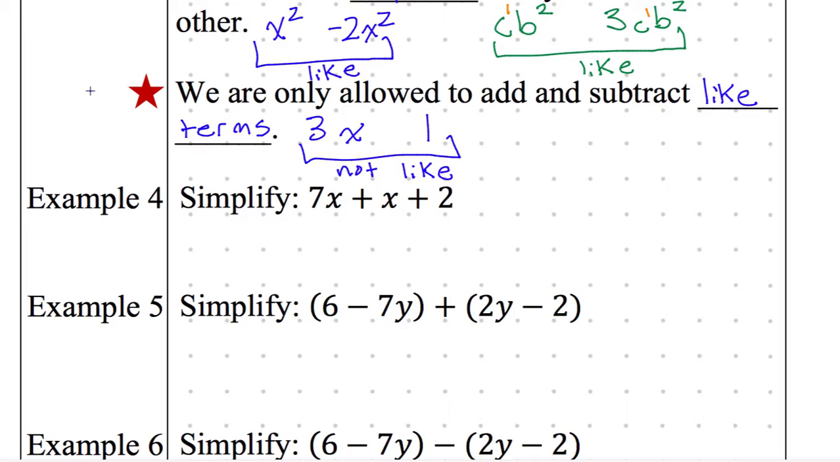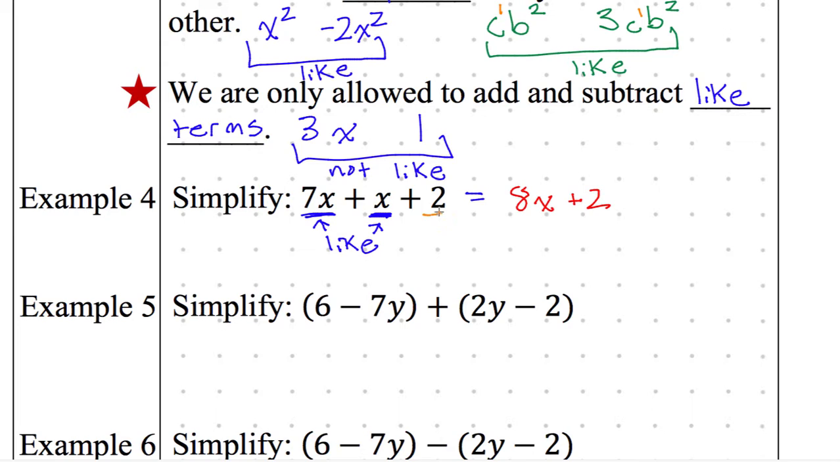Jose, go for it. So, 8x plus 2. The answer is indeed, I'm going to do this in red, 8x plus 2. Because which two terms were the like terms, Jose? 7x. These two were the like terms. 2 is not a like term. 2 is different, so I can't do anything with this. I leave the 2. I can't do anything.